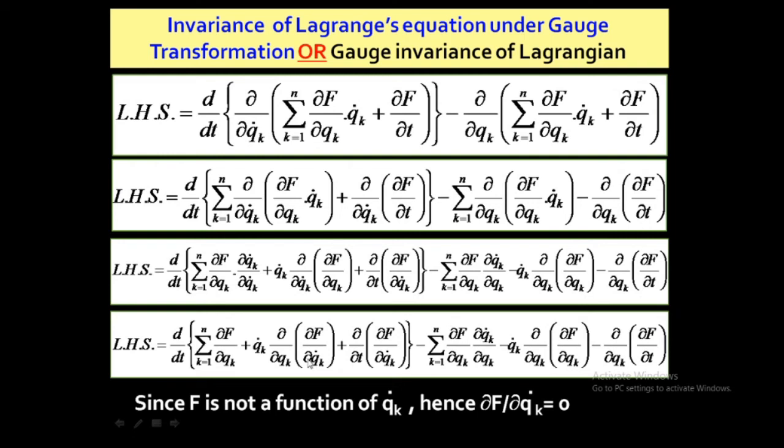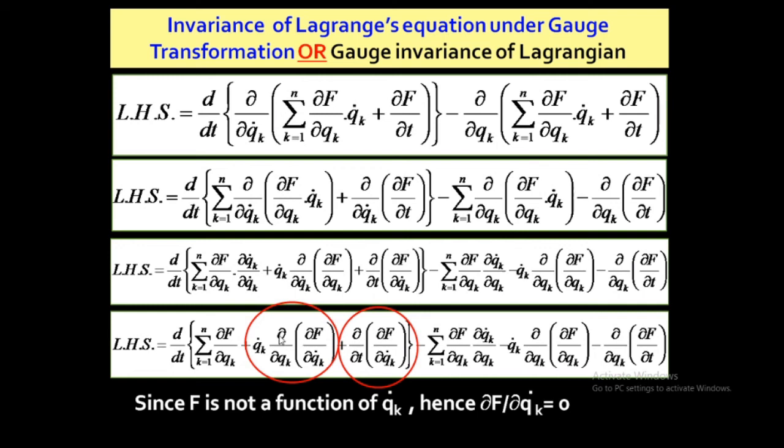where del f by del qk dot is present in the equation, that term will be 0. So where is del f by del qk dot? Here. Del f by del qk dot here. So this term will be 0. Here is also del f by del qk dot. So this term also will be 0. It means these two terms will be 0 because f is not the function of qk dot. So its derivative with respect to qk dot is 0. So we will get these two terms as 0.